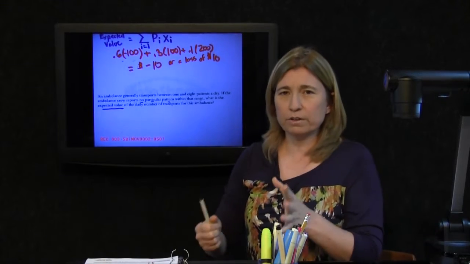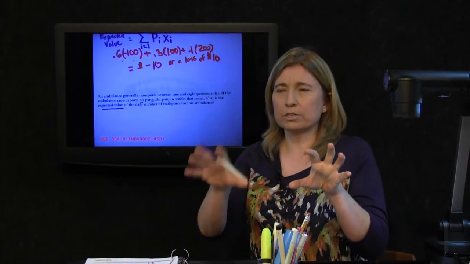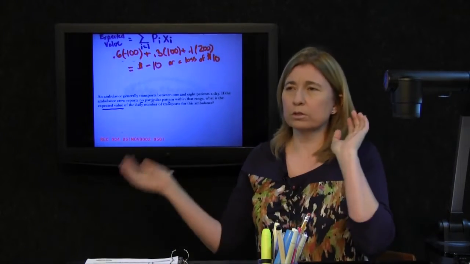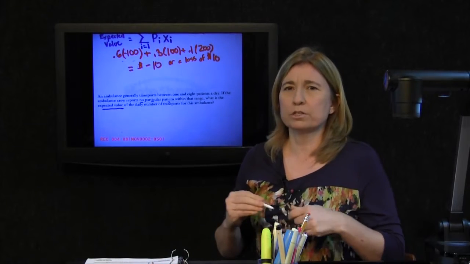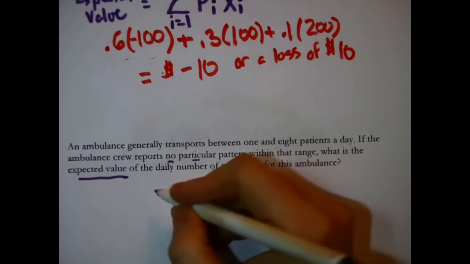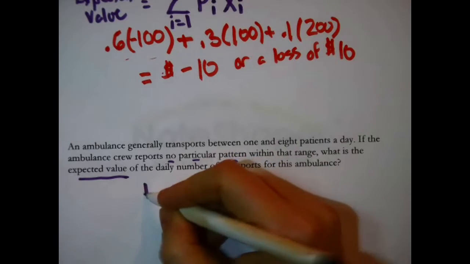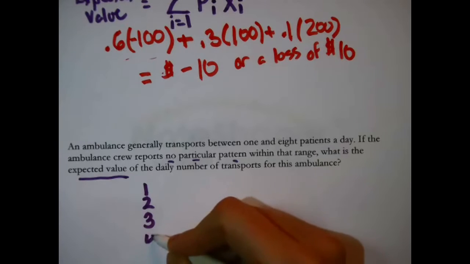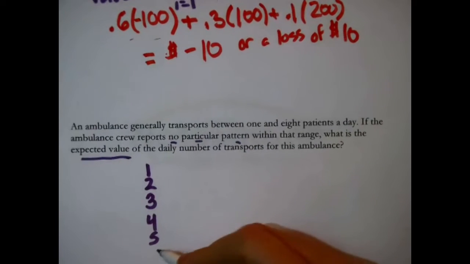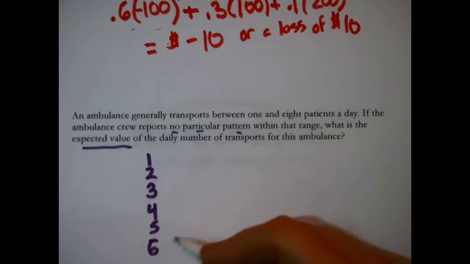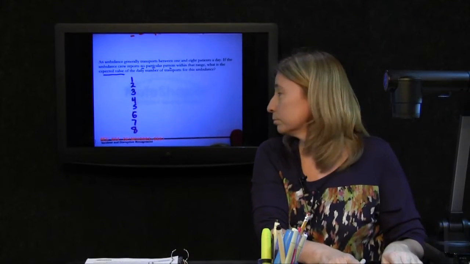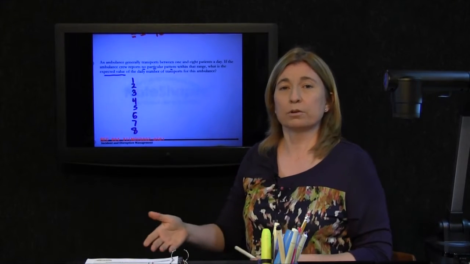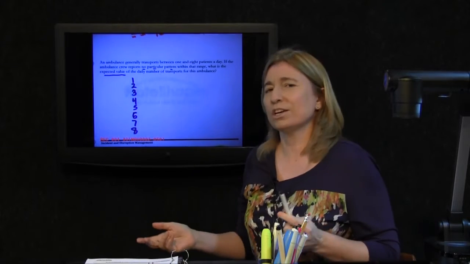Because I said that for the expected value, you multiply the probabilities times the value of the various futures. What are they? Well, it says the ambulance will transport between 1 and 8 patients a day. Notice that's 8 different futures. Here's a day where they transport 1, a day where they transport 2, 3, 4, 5. I'm just doing it list style. 6, 7, can she count to 8? 8. So what this problem is saying is that any one of those futures as a daily number of transports is, well, it said there's no particular pattern.